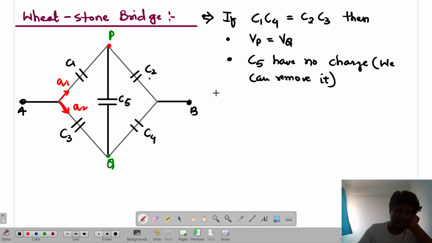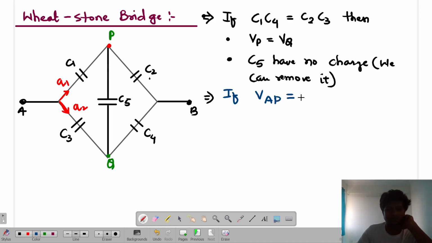Second case is if V of AP is exactly equal to V of AQ. Are you able to get me?